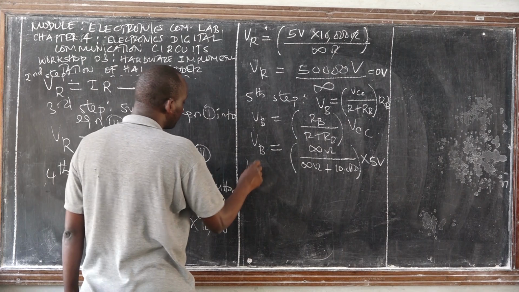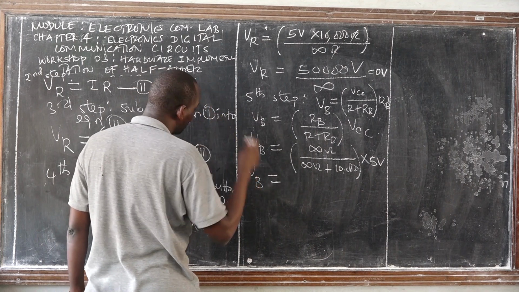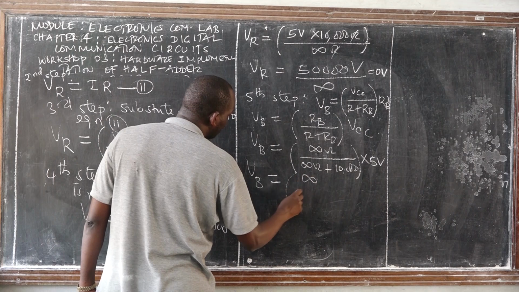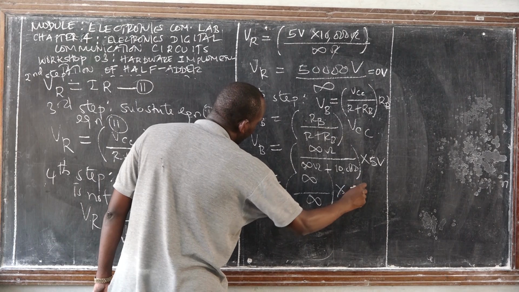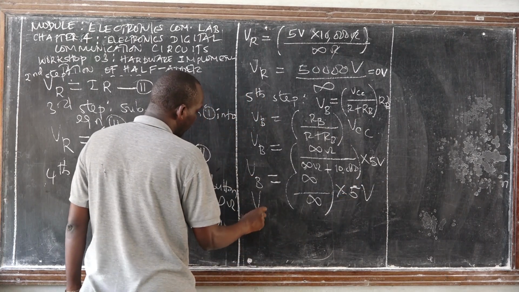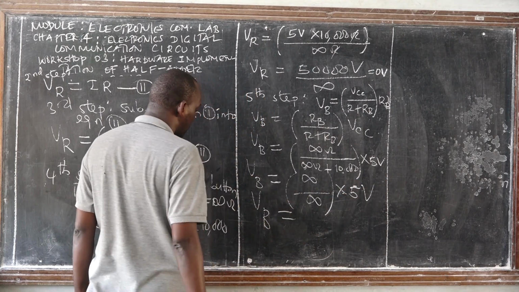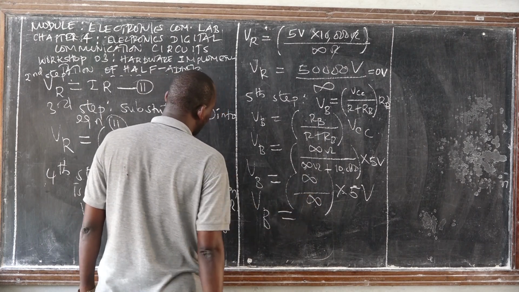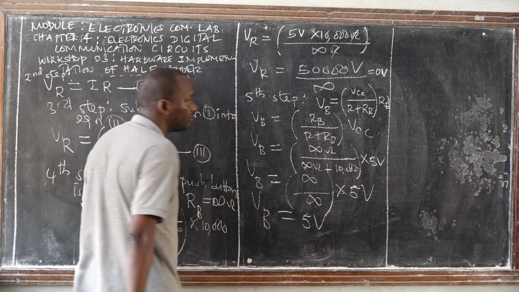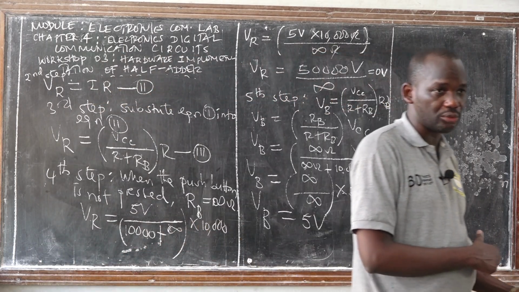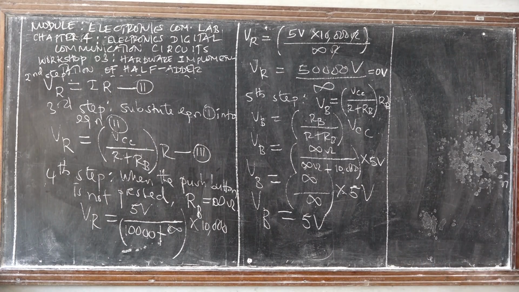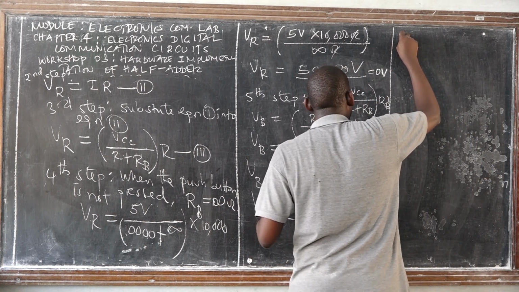So for this case, the voltage across the push button is equal to infinity. Infinity plus 10,000 is infinity, multiplied by 5 volt. So the voltage across the push button, when the push button is not pressed, is infinity over infinity, which is 1, so it is equal to 5 volt. When you do the simulation, you have to prove these values. When you do the hardware implementation, you have to prove these values. Are we together?